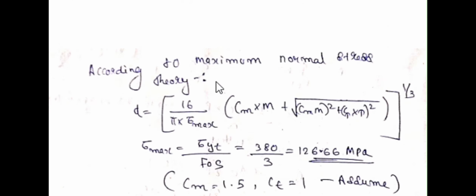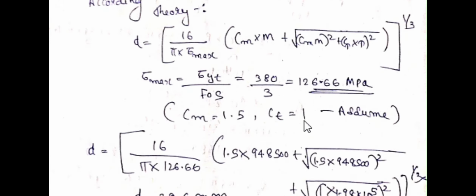According to the maximum normal stress theory, this is the equation, because we have been given the normal stress in this question. Here the CM and CT values are assumed as 1.5 and 1. Since we are not given the normal stress value directly, only the yield strength value and factor of safety, you need to find the maximum normal stress as yield strength by factor of safety. So now the maximum normal stress value is 126.66 megapascal.